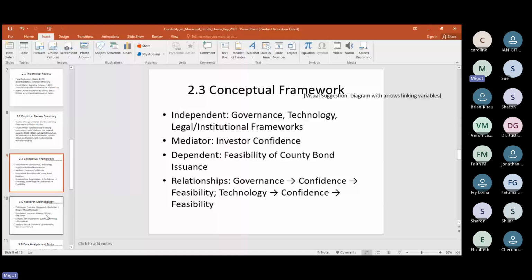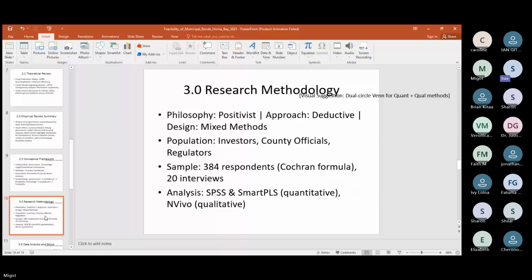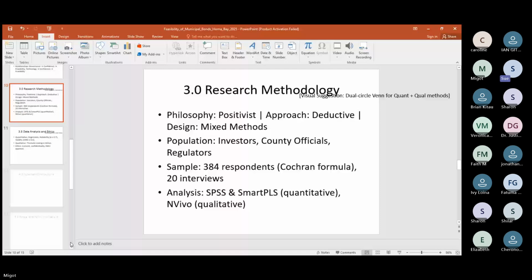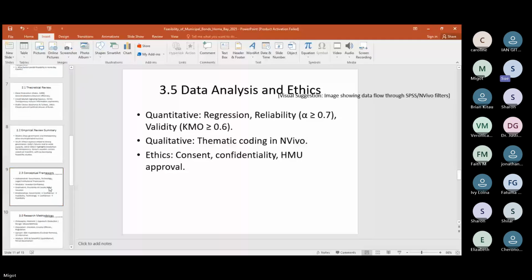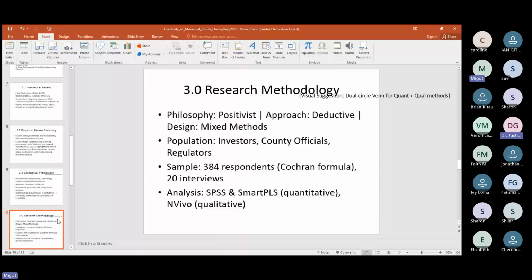So if we go to the research methodology, we'll look into the sample population, the methods of data collection, and also the analysis that will be involved in this.